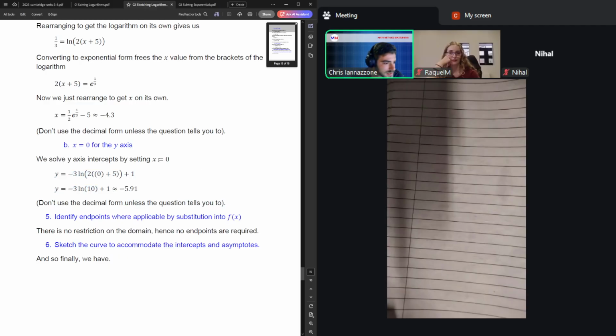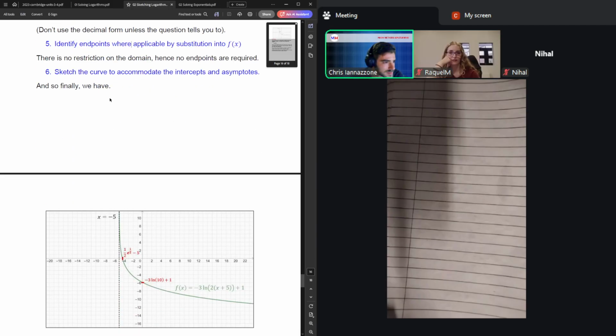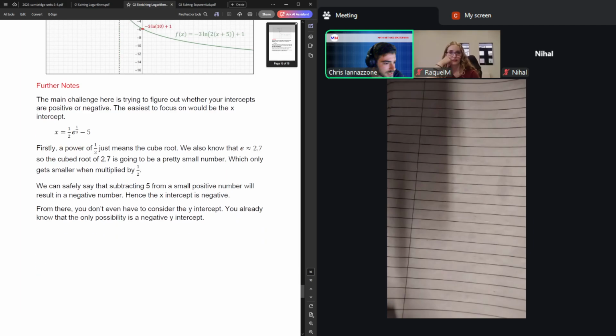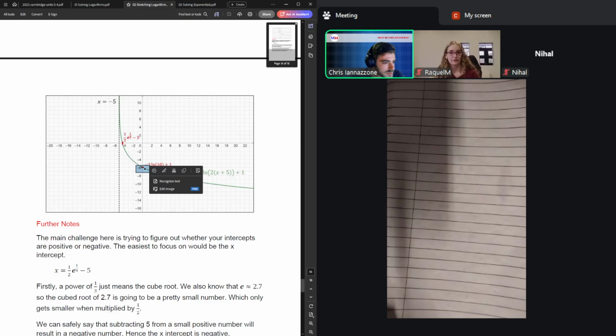Y-axis intercept, a lot easier. You just sub in your x equals 0, and there's nothing else to simplify here. That just is your closed form tech-free answer. You're not going to get this in a tech-free. You have to get it tech-active. Endpoints, if you need them, if you have like a restricted domain or such. Drop out all those key features and draw your curve to accommodate.